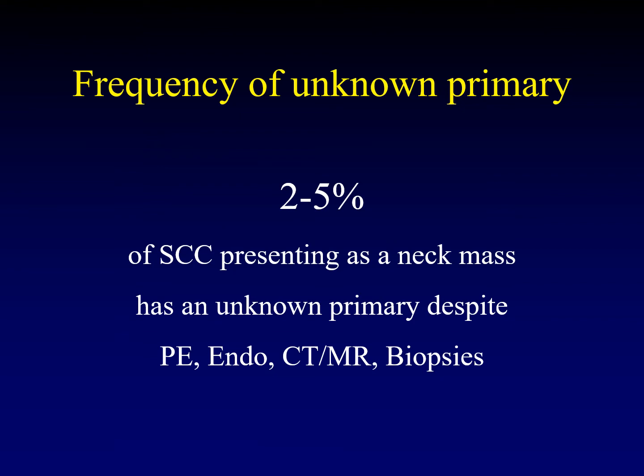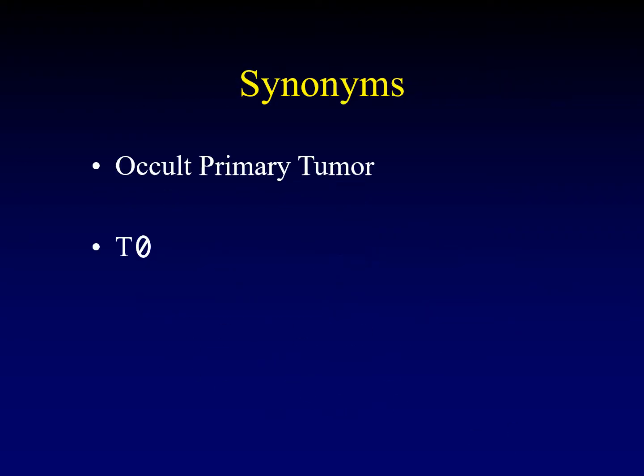Carcinoma of unknown primary is an uncommon event. Only 2 to 5% of squamous cell carcinoma becomes an unknown primary despite all the workups we talked about. Now you've already heard me use a couple different terms: carcinoma of unknown primary tumor, tumor of unknown primary. There's a couple others worth knowing: occult primary tumor, and if you're staging, sometimes it'll be called the T0 tumor. All the same thing.